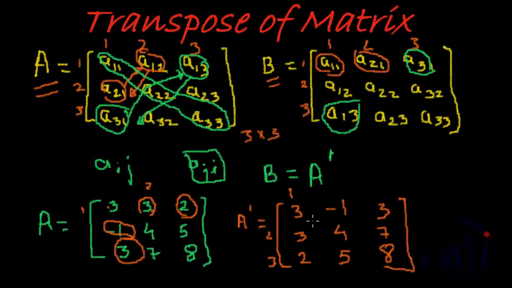So transpose is nothing but keeping the diagonal elements the same and flipping over the positions of the non-diagonal elements. So they just move to the corresponding other locations and then you get a transpose matrix. It's a very important concept.